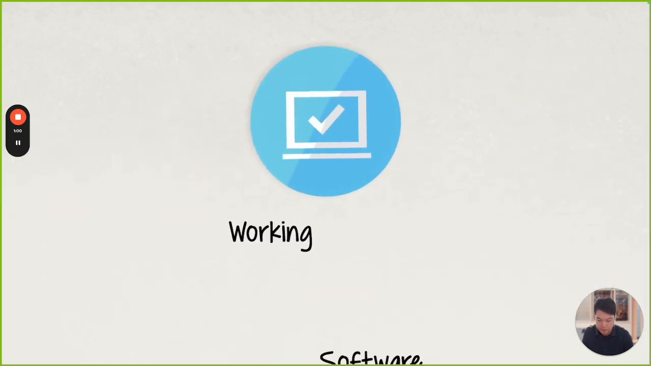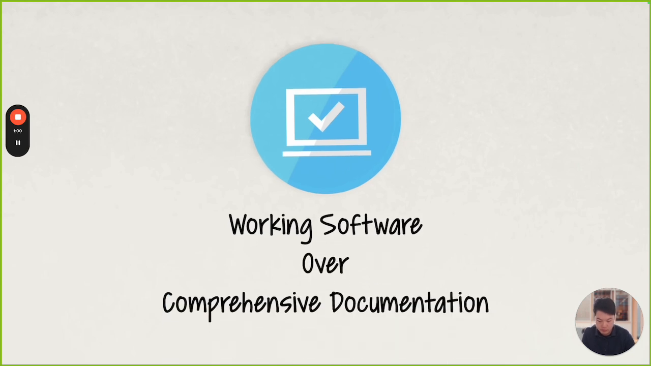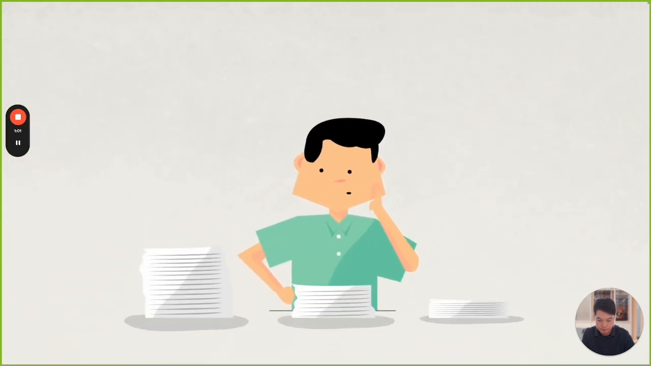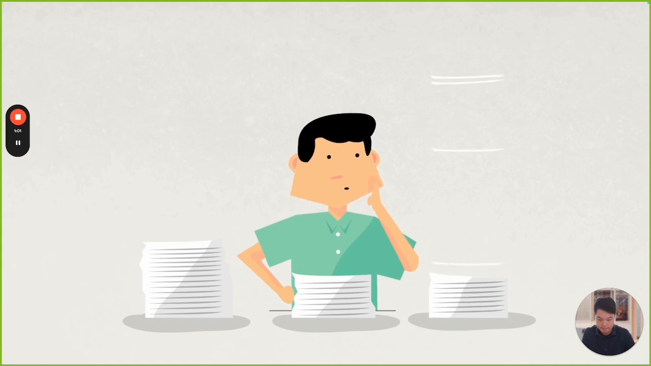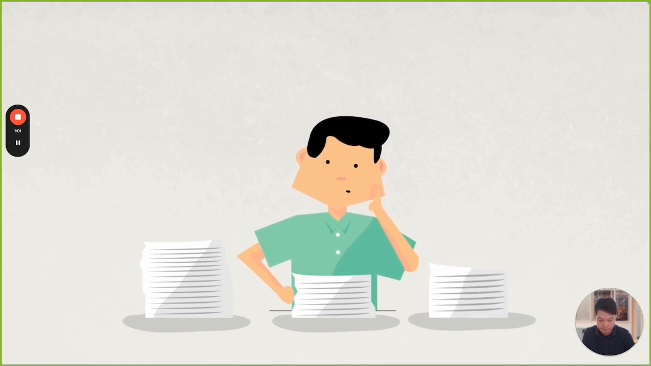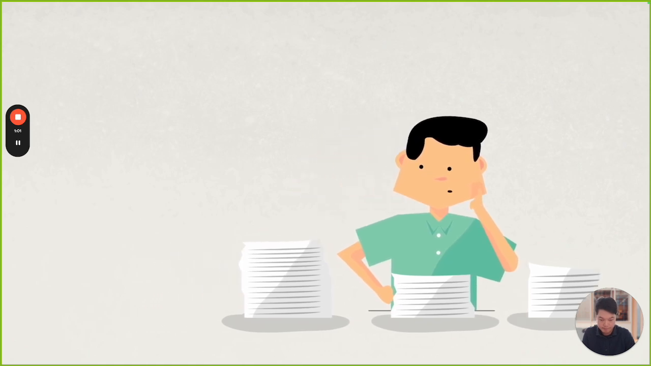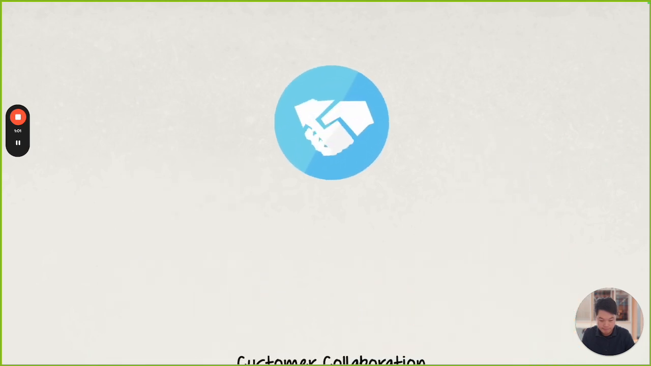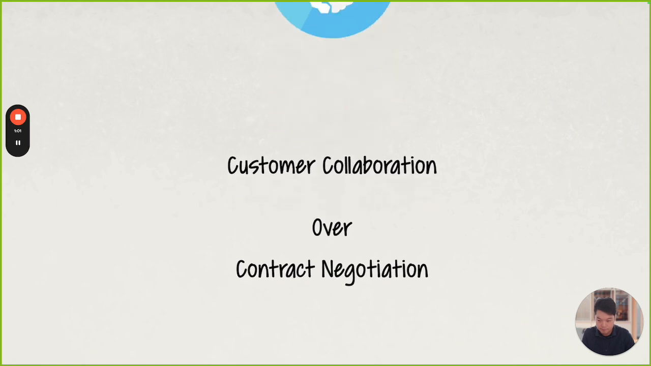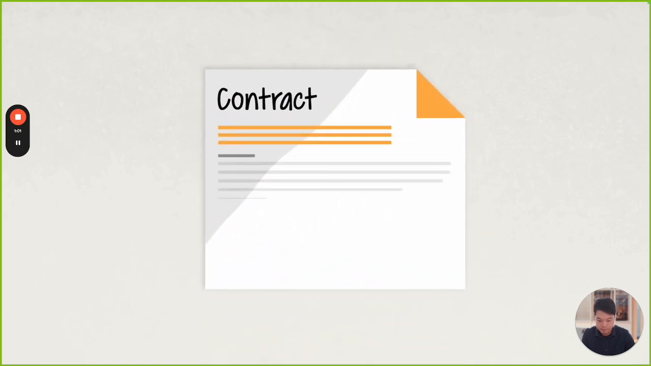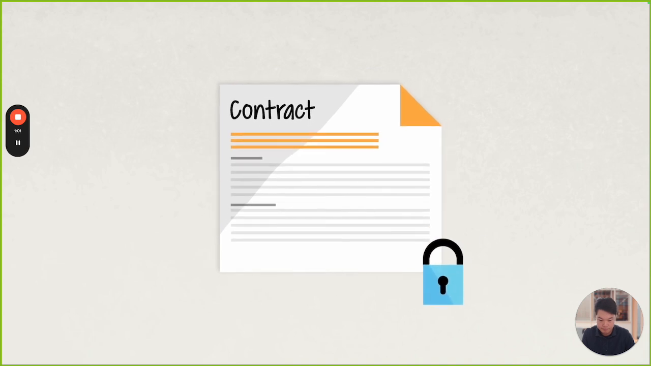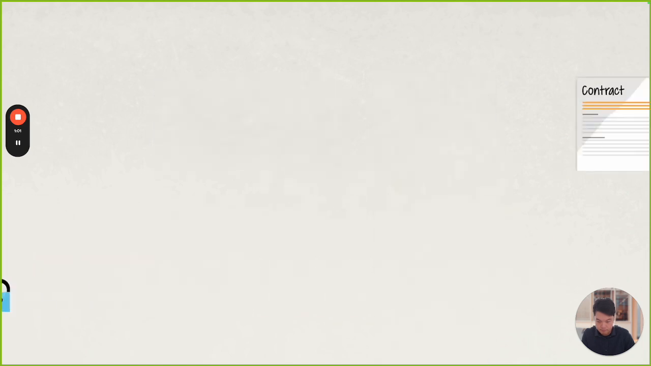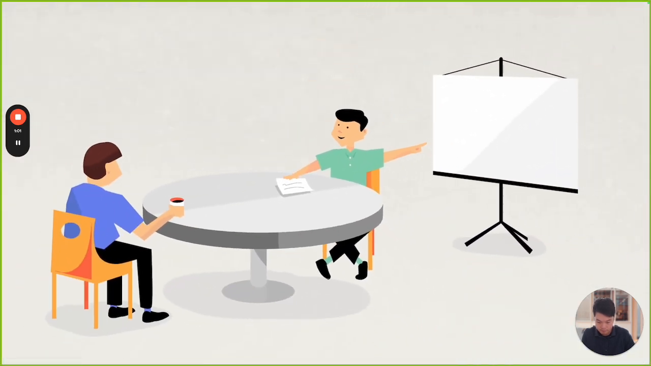Number 2, working software over comprehensive documentation. Makes sense, right? But traditional software development often produced extensive documentation before a program was released for initial testing. Some documentation is good, but wouldn't it be better to have the program than a book describing it? Number 3, customer collaboration over contract negotiation. Sure, you'll want to start out with some initial guidelines, but instead of locking customers in a cage by defining the exact details of the project before it starts, teams and customers should collaborate to find the best solutions.